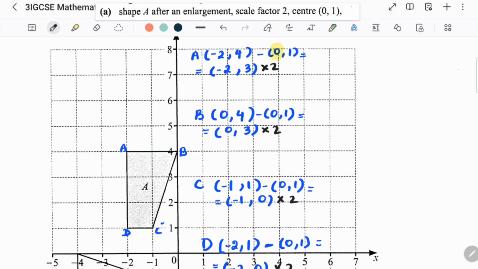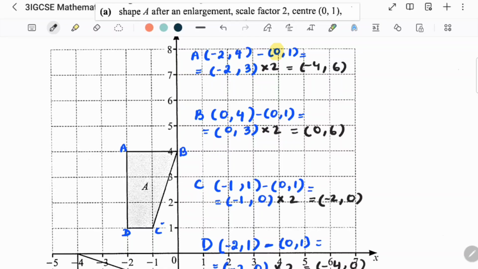Now if you multiply by 2, -2 times 2 is -4 and 3 times 2 is 6. The second one, 0 times 2 is 0 and 3 times 2 is 6, so 0, 6. And now here, 2 times -1 is -2 and 0 times 2 is 0. And the last one, -2 times 2 is -4 and 0. Okay, -4 and 0.